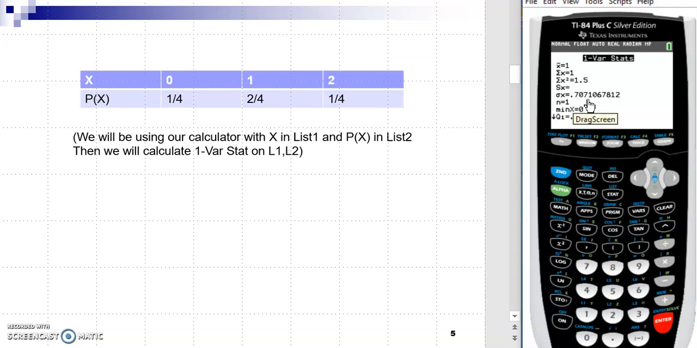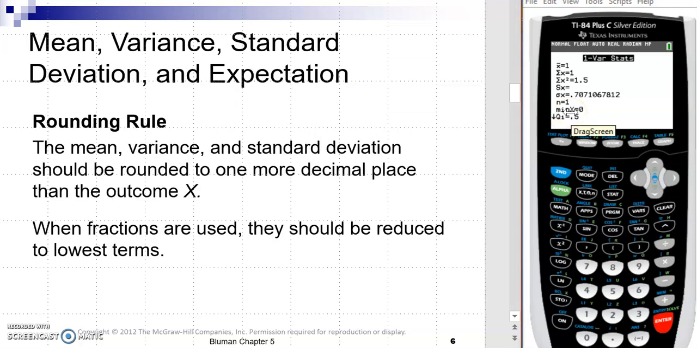So what do we do to find the variance? Well, we just take that standard deviation and raise it to the 2nd power, just like we did with the frequency distributions when we were working on those. Now, when you're computing these values, mean, variance, standard deviation, the rounding rule is to round your final answer to 1 more decimal place than the place values for the random variable x. So our x values in that one were whole numbers, so we could round our answers to 1 decimal place. Okay.